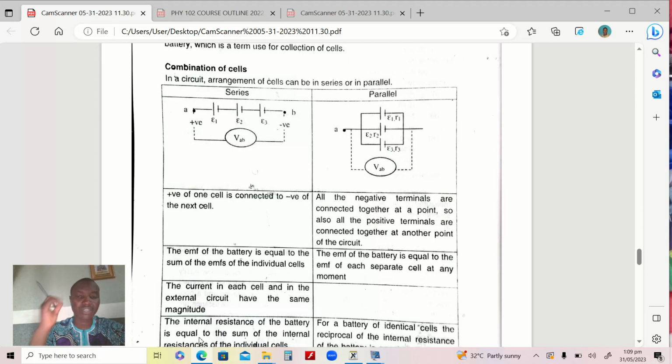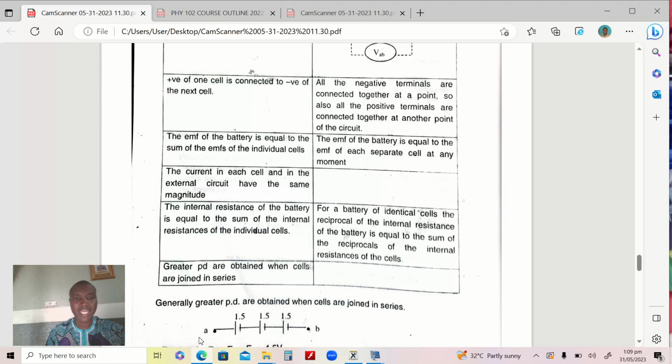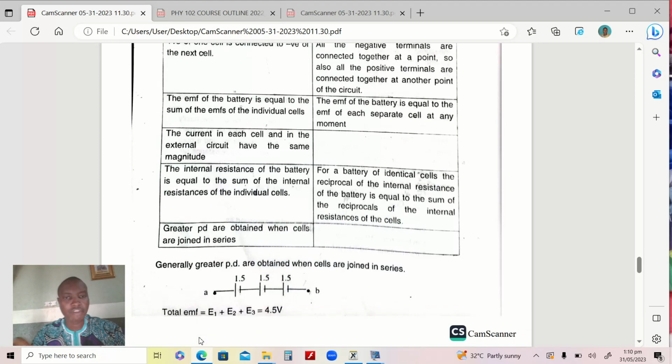And when you are doing that in parallel, you connect all the positive together, then connect all the negative together, and now combine them at the end of the day. So please don't forget that. That's very important. So the EMF of a battery is equal to the sum of the EMFs of the individual cells. That's for EMF in series.